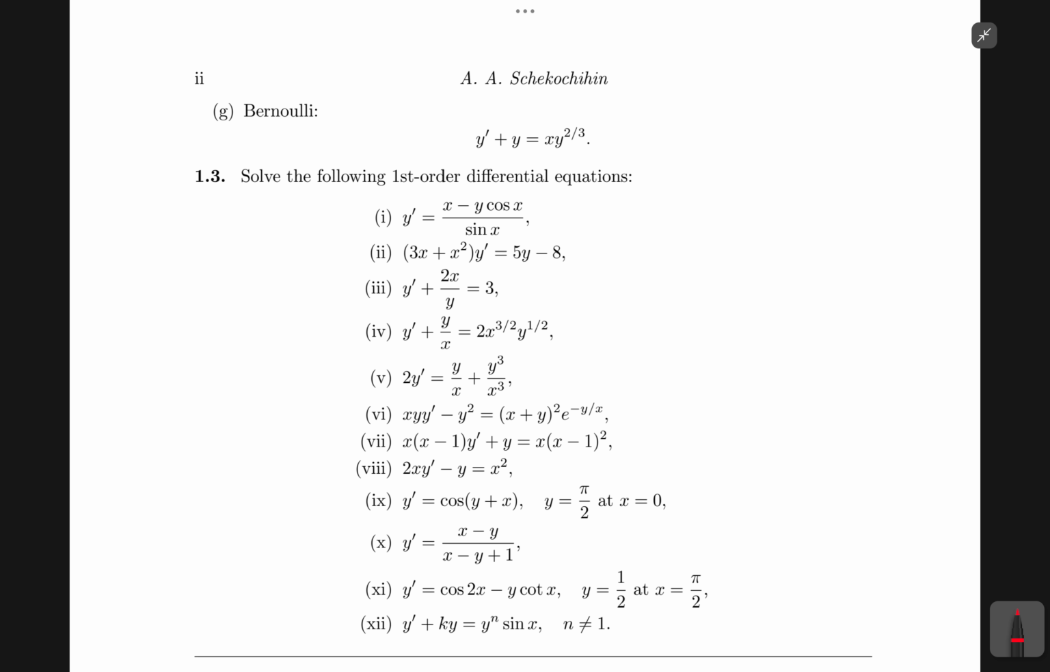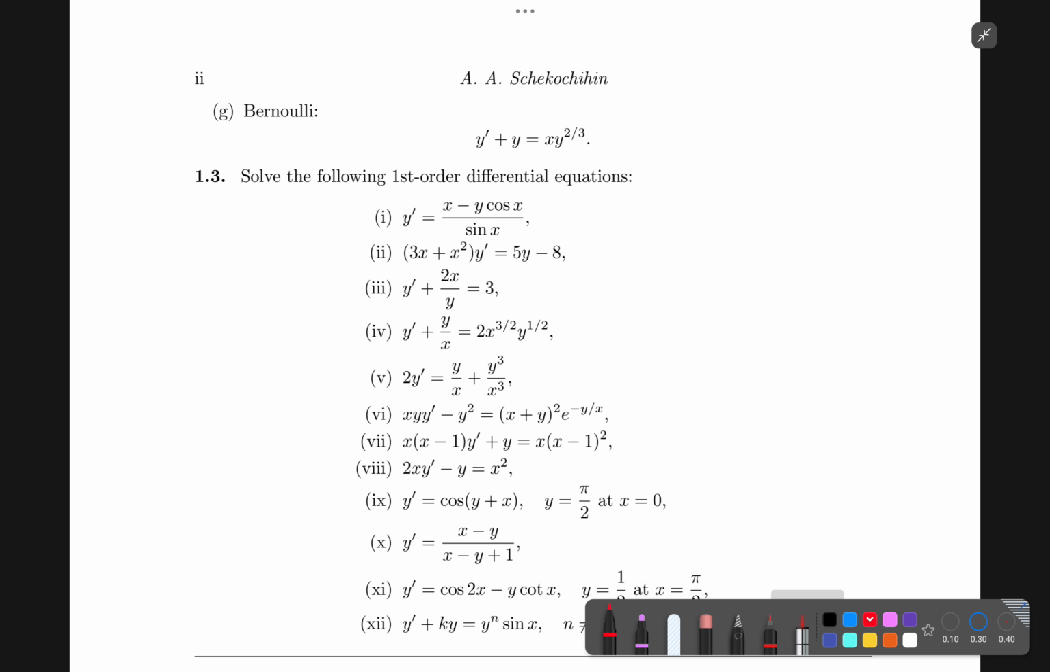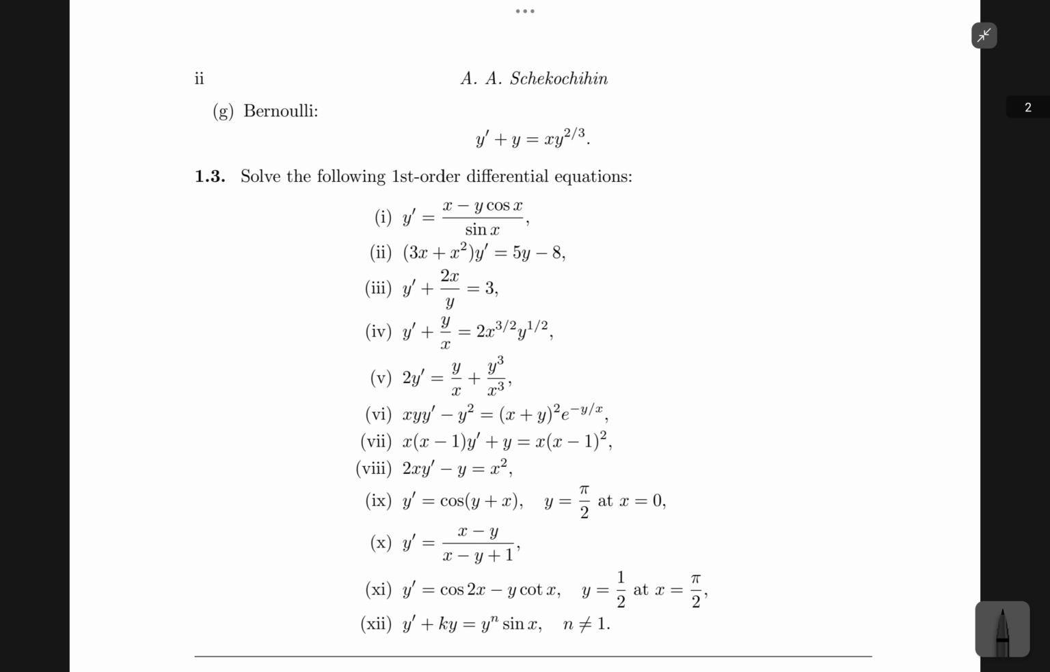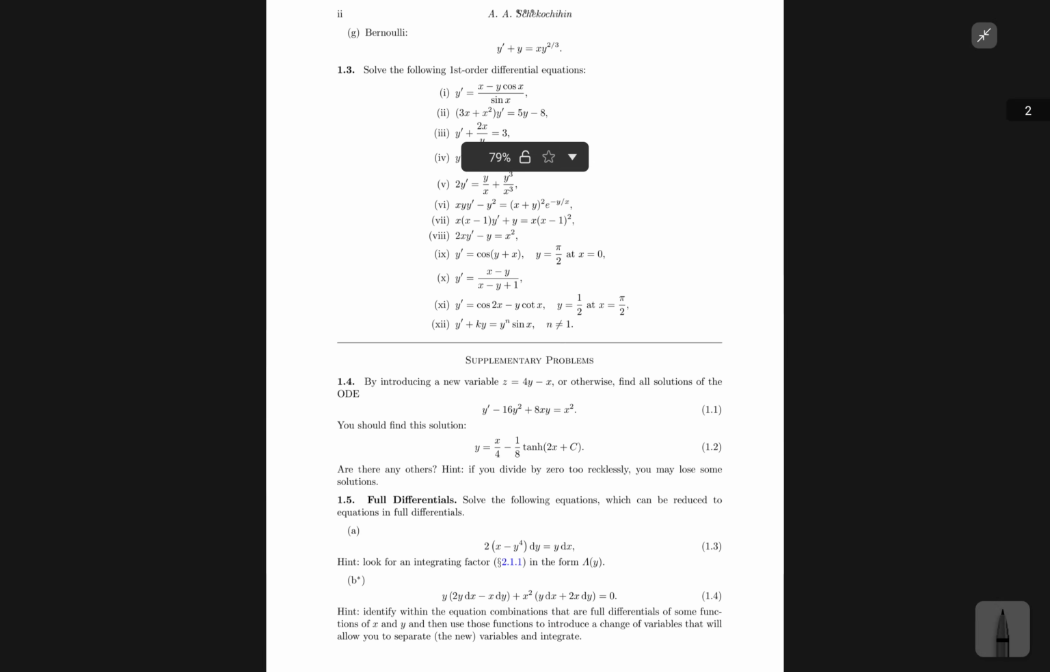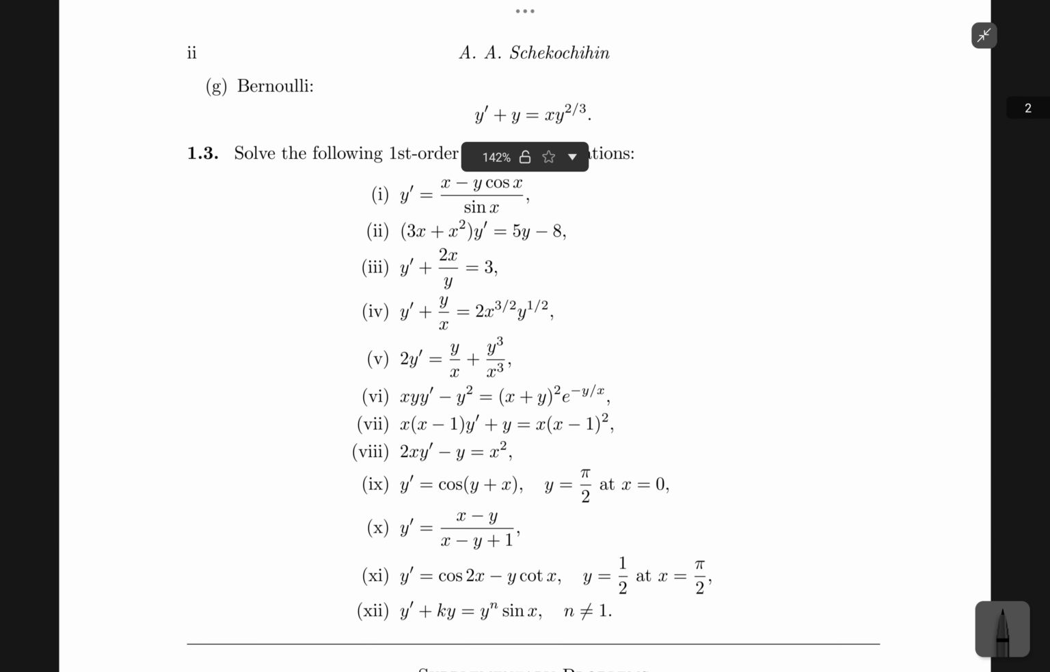I have never seen these problems, and I'm going to be trying to solve them in front of you, and let's see how many I can solve and how well I do. I have no idea what these questions look like. These are first order differential equations. We have a lot of problems here, but they would go out of scope for us.